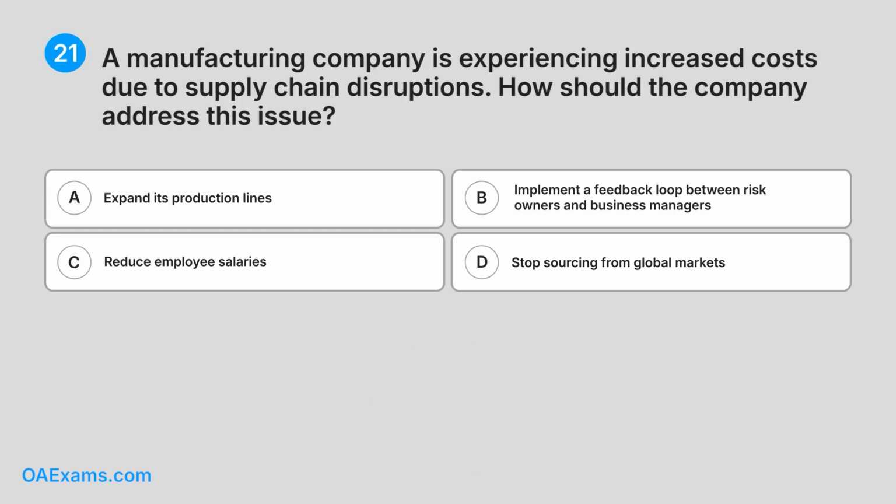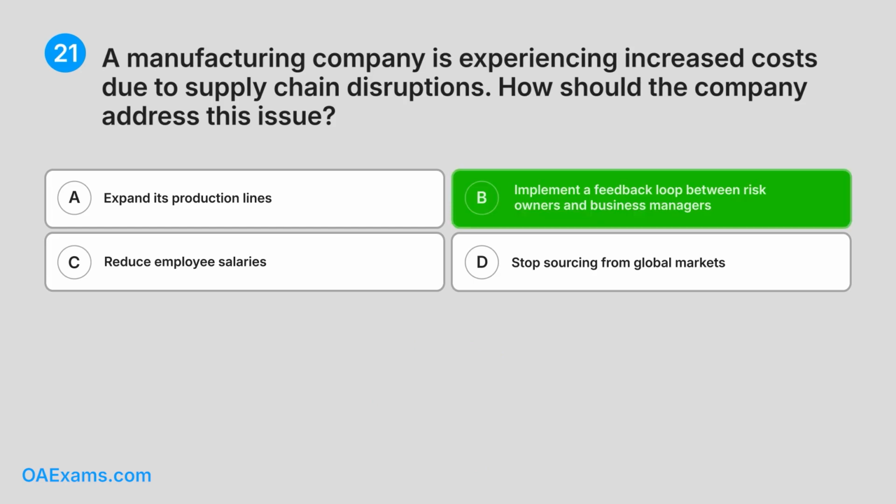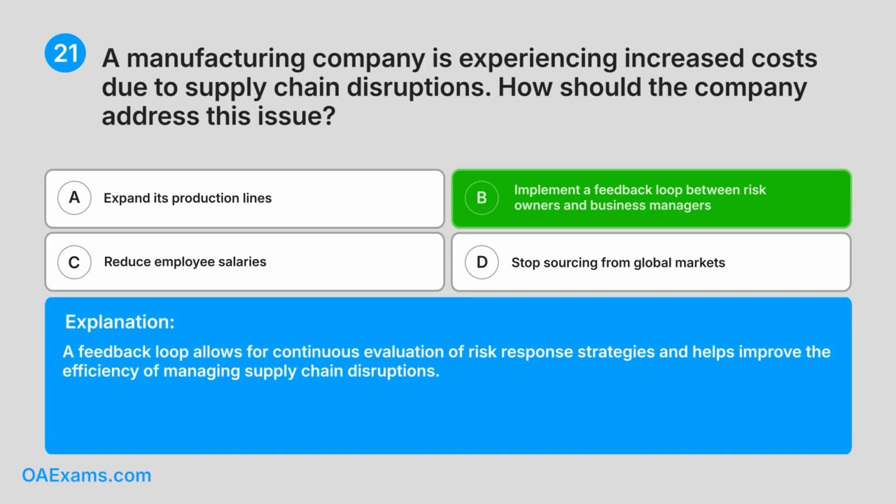Correct answer. B. Implement a feedback loop between risk owners and business managers. Explanation. A feedback loop allows for continuous evaluation of risk response strategies and helps improve the efficiency of managing supply chain disruptions.